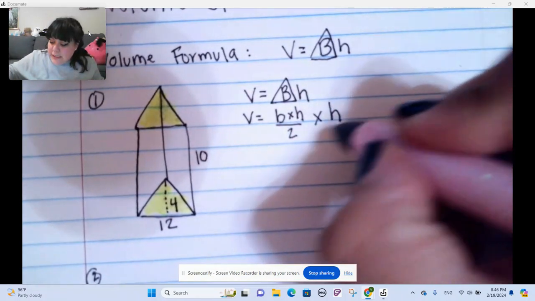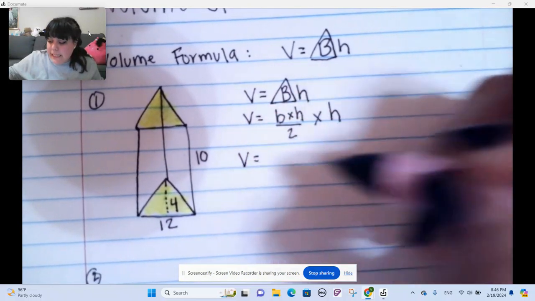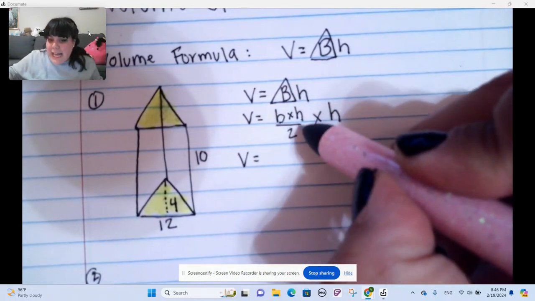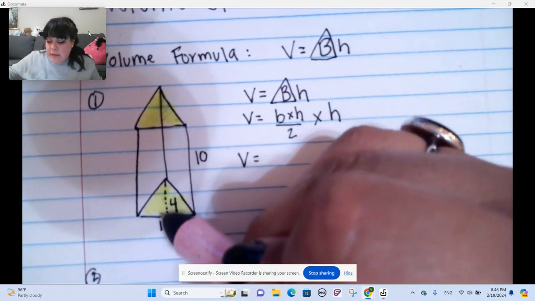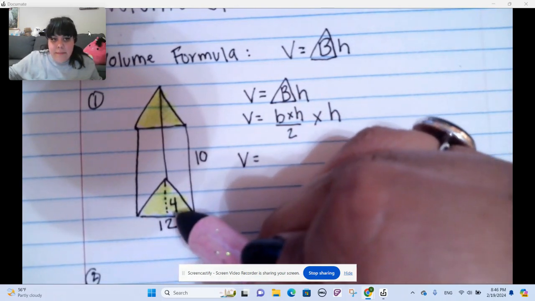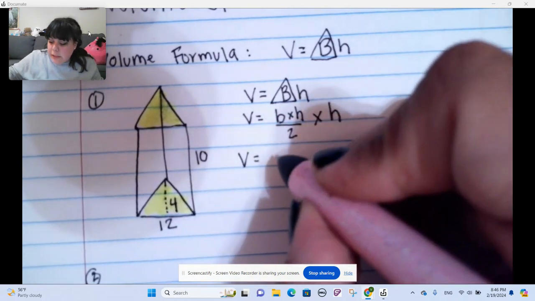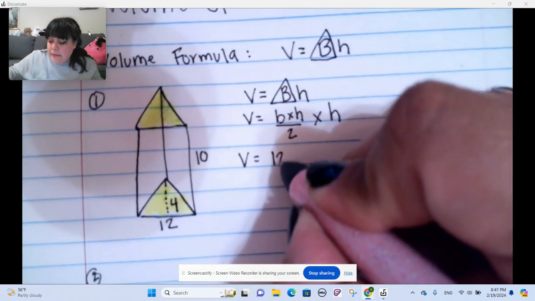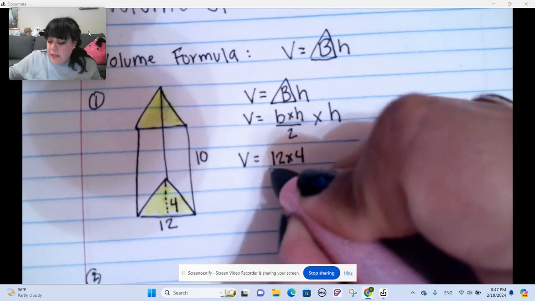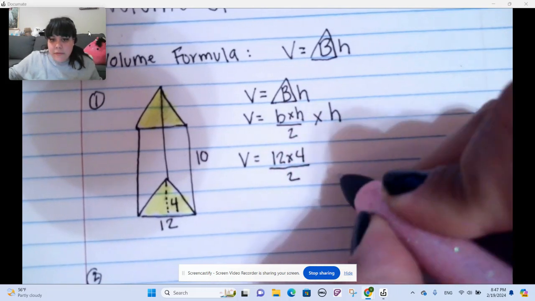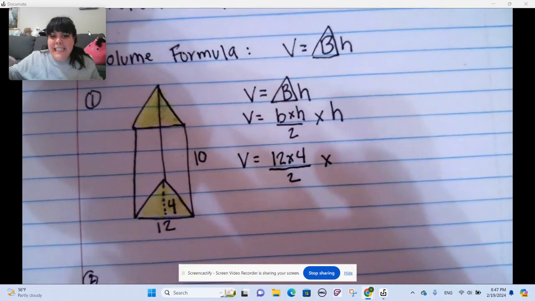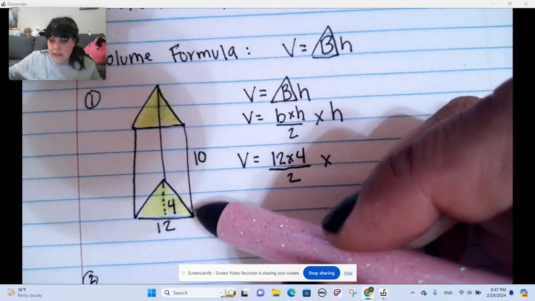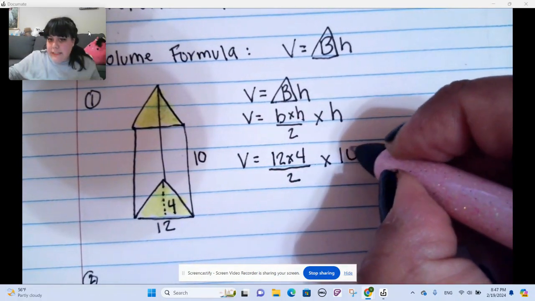Okay, so let's go ahead and plug all my numbers in. I'm looking at the area of my base, so this triangle. My base is 12, my height is 4. So I'm going to multiply 12 times 4, and I'm going to divide by 2. And the height of the prism itself is 10. So that's going to come over here, times 10.